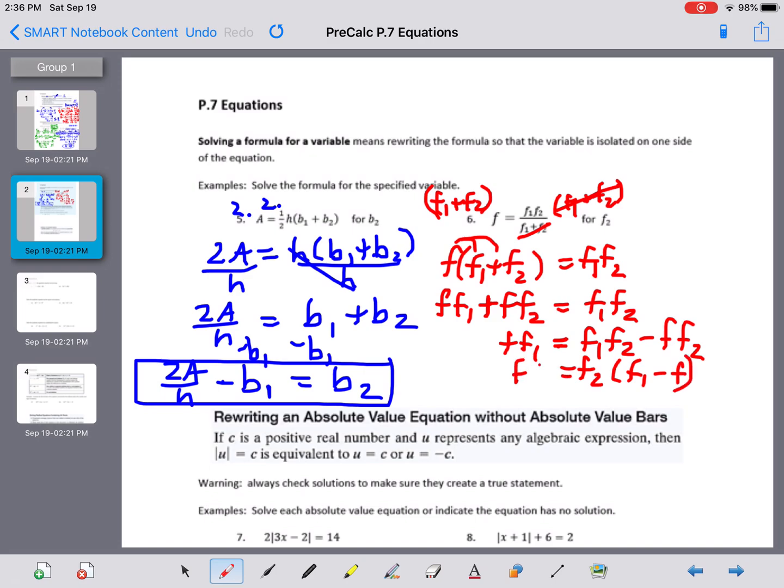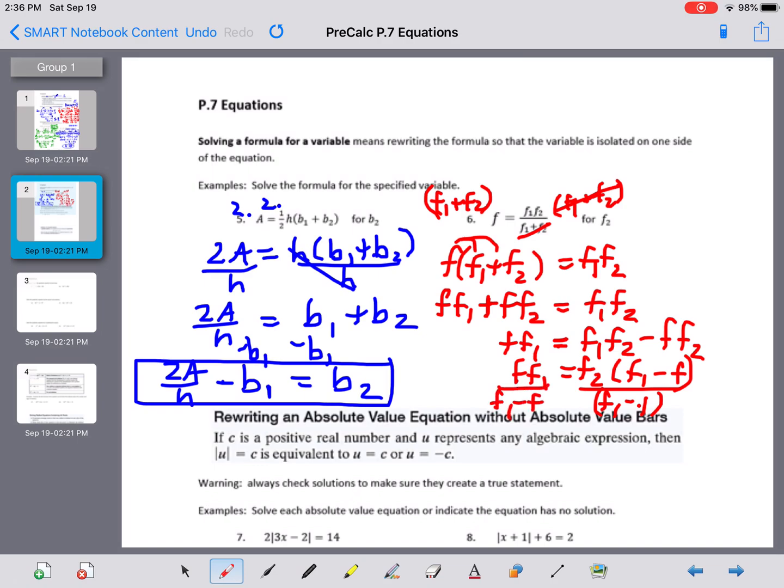And now I finally have my equation down to 1 f2, which is important because I can only use one of that variable when I solve for that variable. What's still connected to f2? That multiplication, that whole chunk. So how do I get rid of it? I divide by it, okay? So I'm going to divide both sides by f1 minus f.